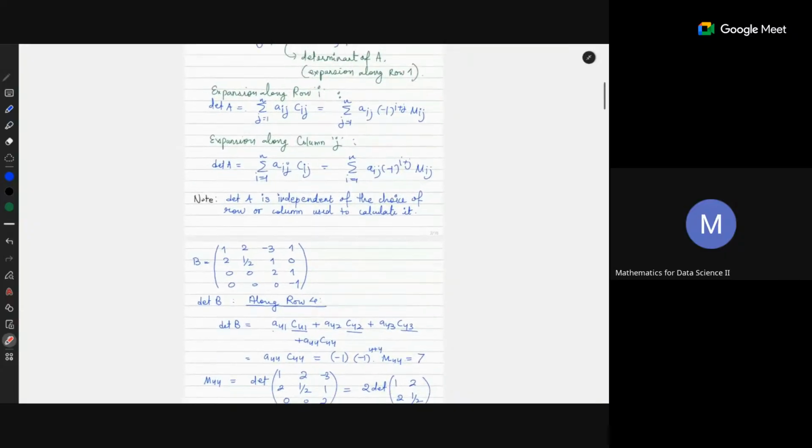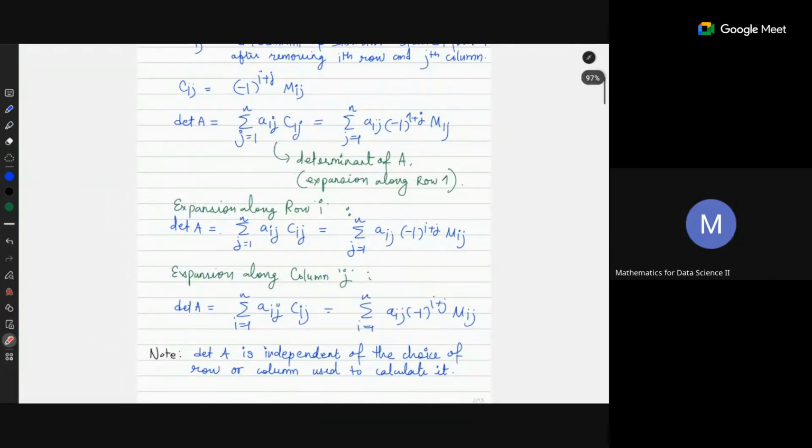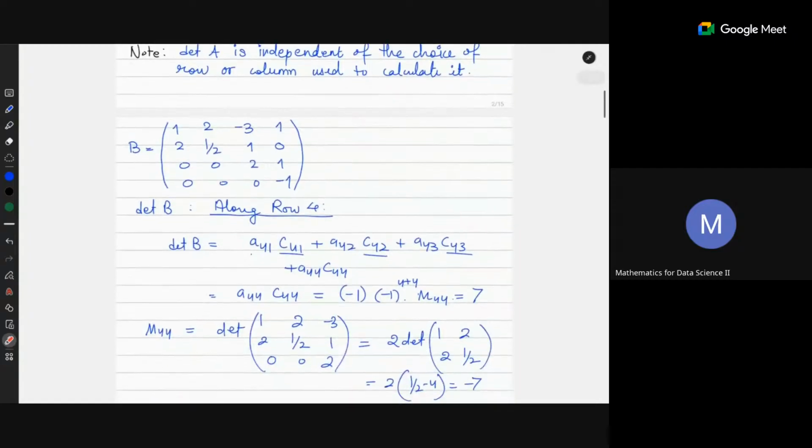So it is independent of the choice. It is independent of the row you want to expand. So usually we expand along the row which has the lesser number of non-zero entries. For example, this will help us computationally. It will be easier to expand along this row because it has 3 zeros and only one non-zero entry. Okay, so it will be easier to expand along it.